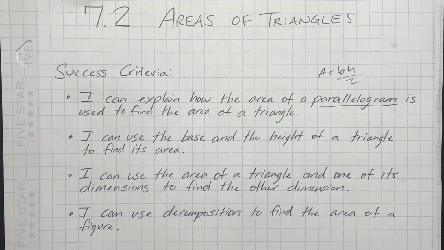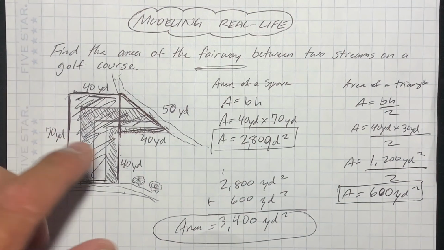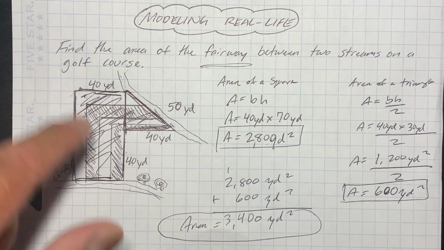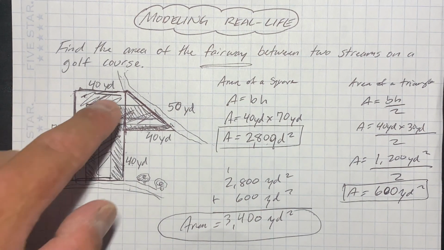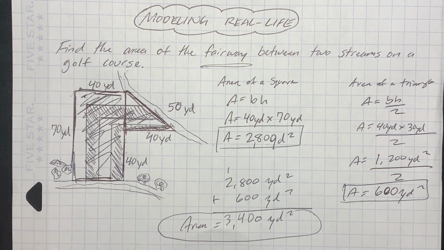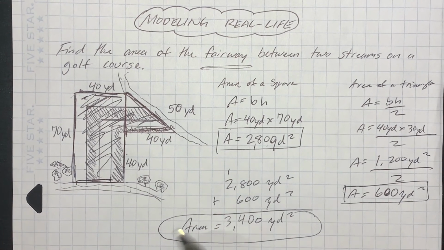Also, by now you should be able to use the base and the height of a triangle to find its area. You should also be able to use the area of a triangle and one of its dimensions to find the other dimension, like what we just did earlier. And also use decomposition to find the area of a figure. So what we did here was we decomposed this composite figure into a rectangle and a triangle using these two area formulas and added them together at the end to find the whole area of the fairway.